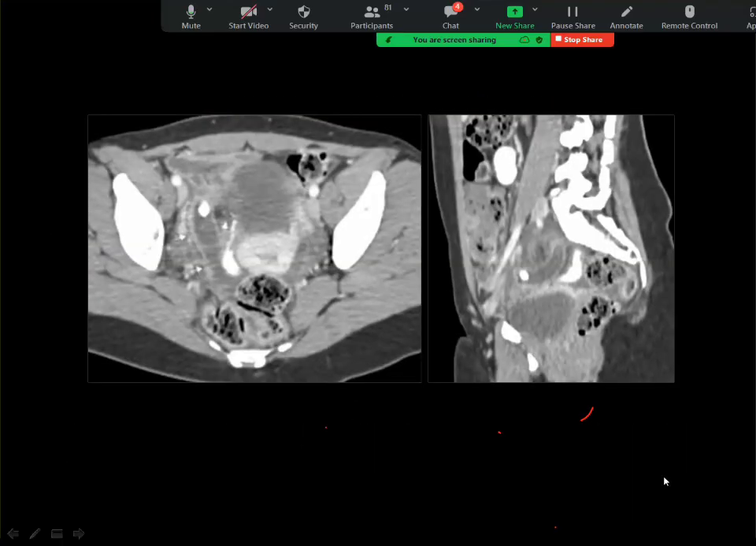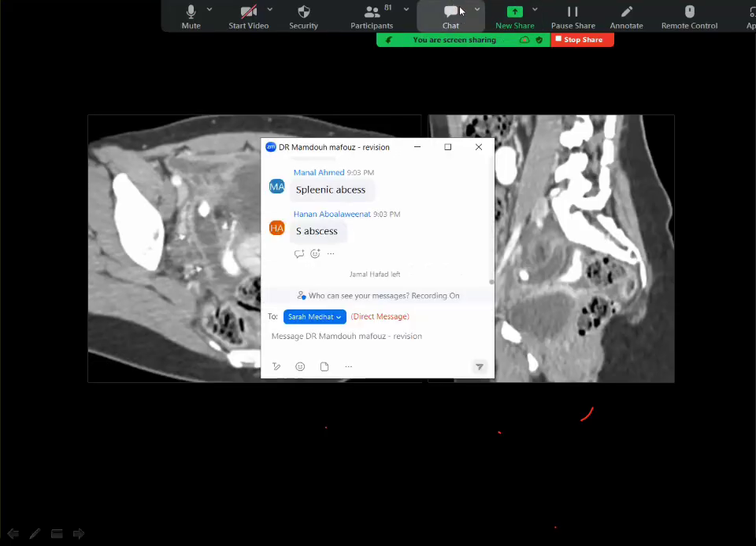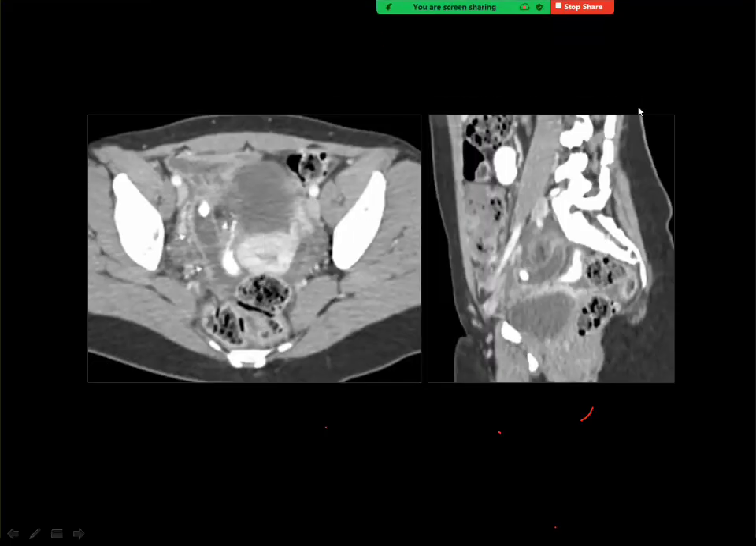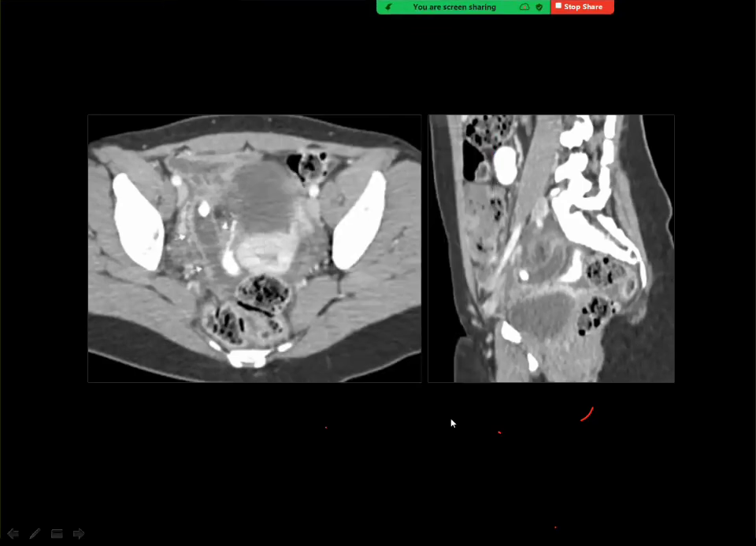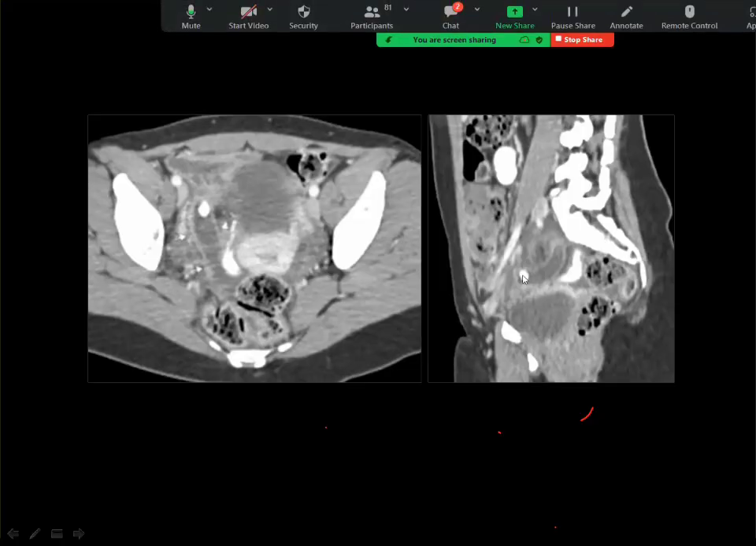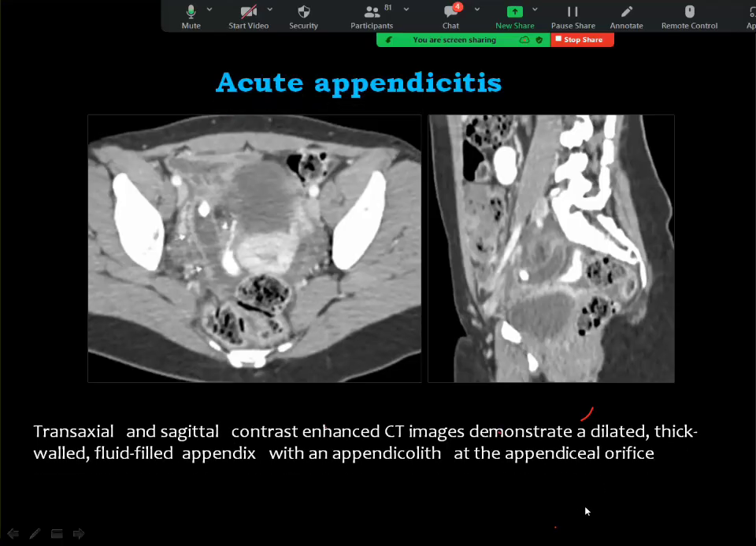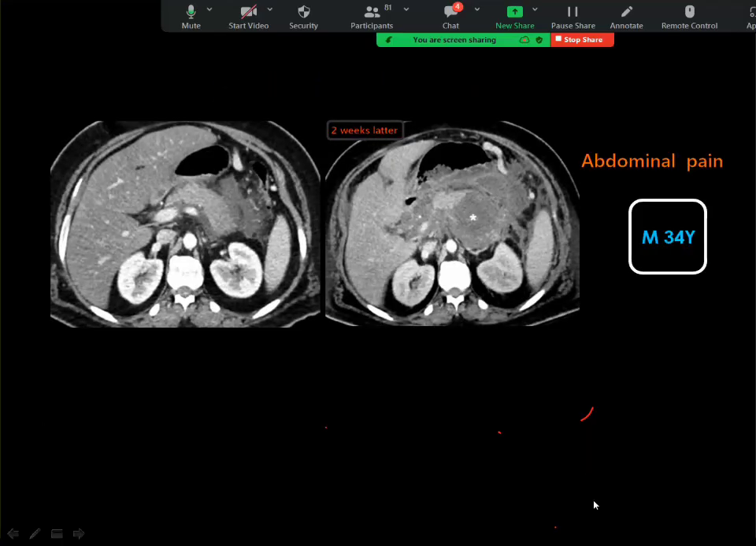Next case, axial and sagittal. Yes, very good. This is appendicitis, classic appearance. You got the appendicolith at the neck of the appendix. You got obstructed appendix distended by fluid and enhancement of the wall with inflammatory changes in the surrounding fat. And this is acute appendicitis. Next case.